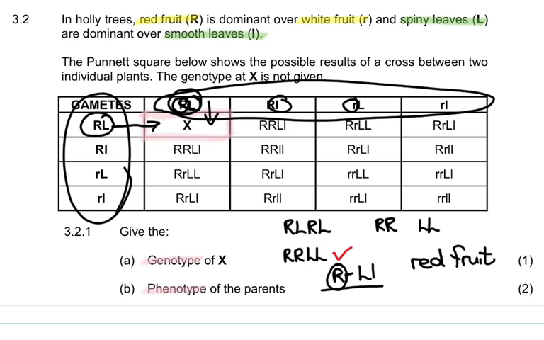And the fact that there is a capital L means they will have spiny leaves. And that, ladies and gentlemen, is what the 2 marks will be for. 1 mark for the red fruit and 1 mark for the spiny leaves.